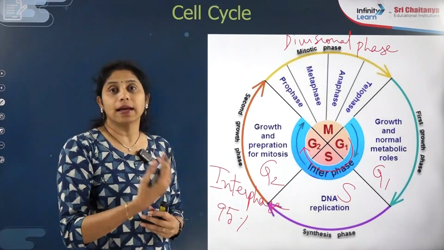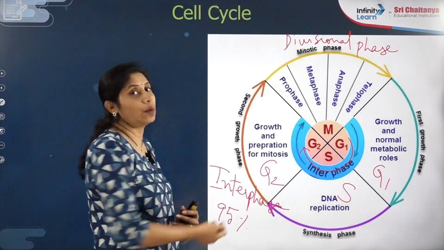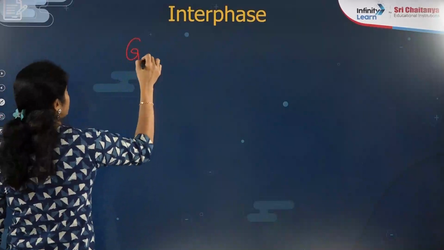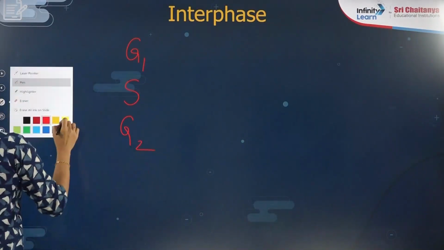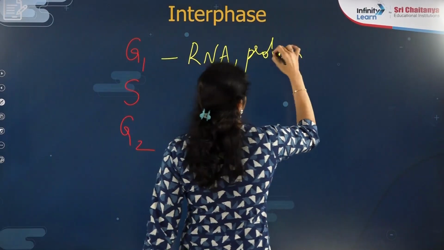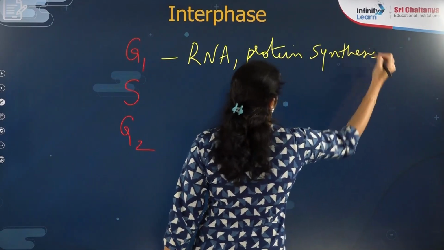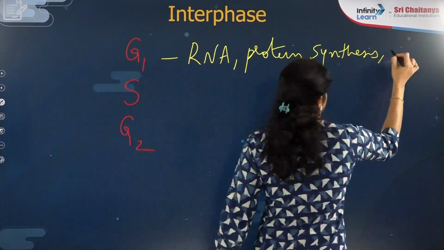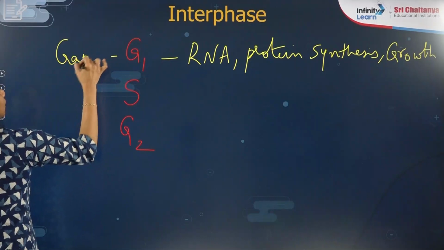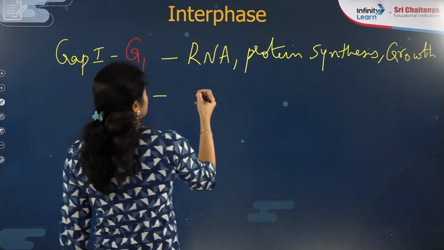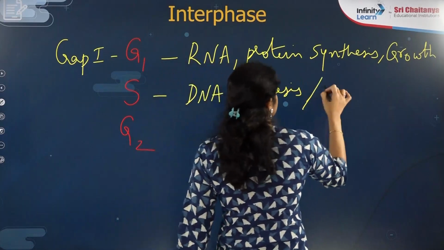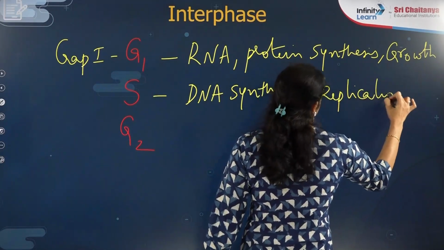So this is how the cell cycle is divided into two main phases: the interphase and the divisional phase or M phase. The interphase is subdivided into G1, S and G2 phases. In the G1 phase, RNA and protein synthesis happens and the cell grows. It is also called the gap 1 phase or first growth phase. The S phase is called the synthesis phase because here DNA synthesis or replication occurs.